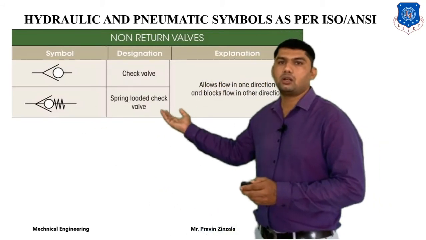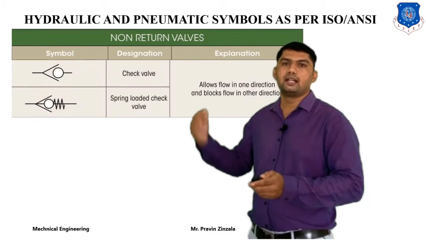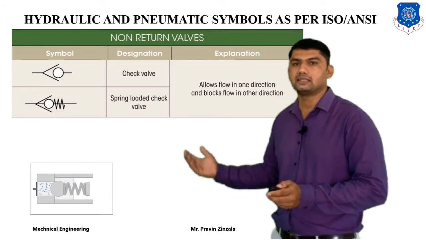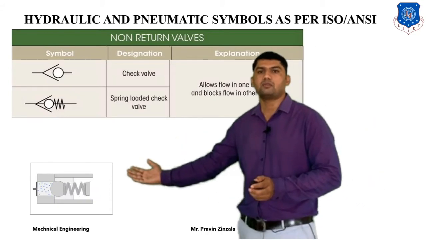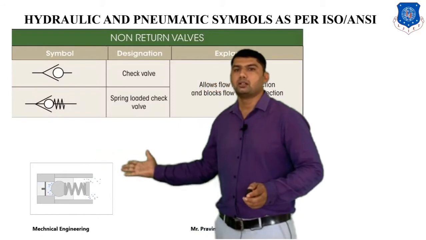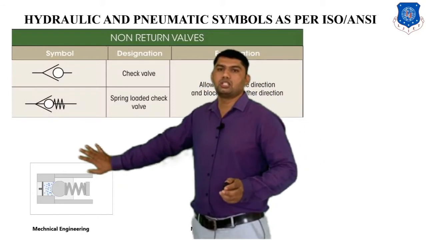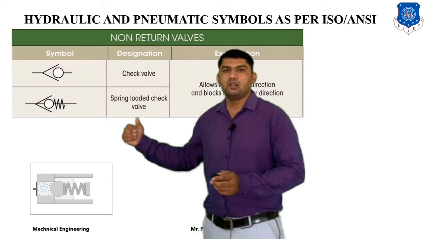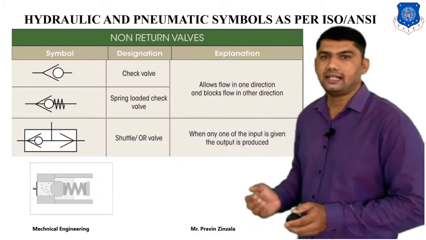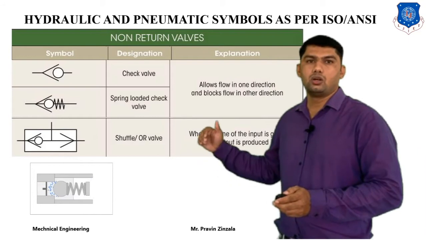The second symbol is used for the spring loaded check valve, with the spring acting in only one direction. This is the animation of a check valve. Fluid flow is possible in only one direction, but in the second direction, due to the spring and the ball, fluid is not allowed. Next symbol is the shuttle valve or OR valve.